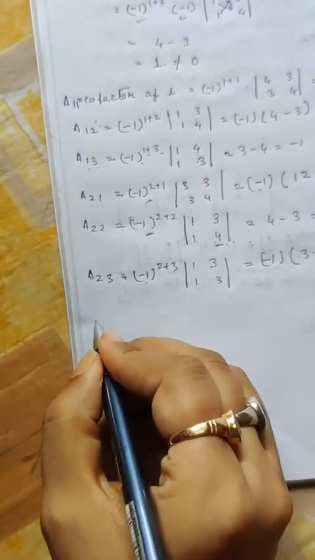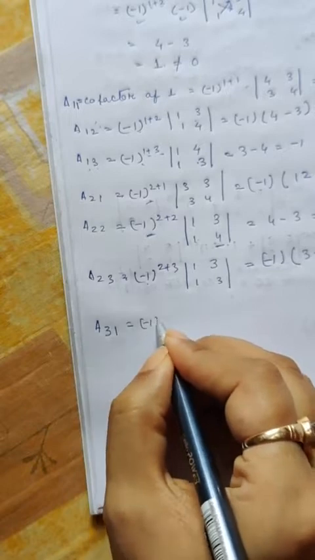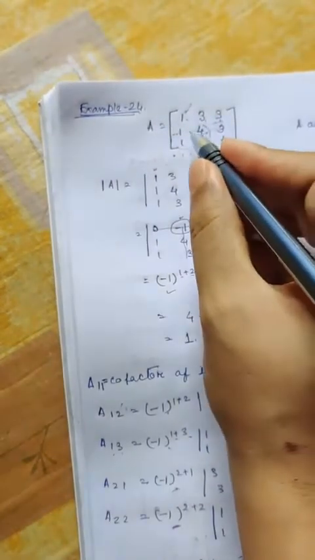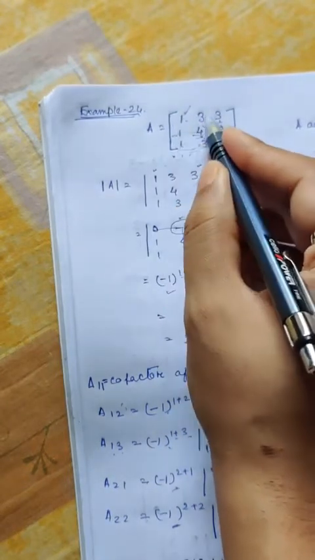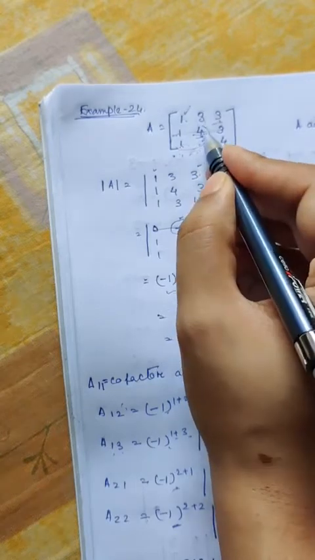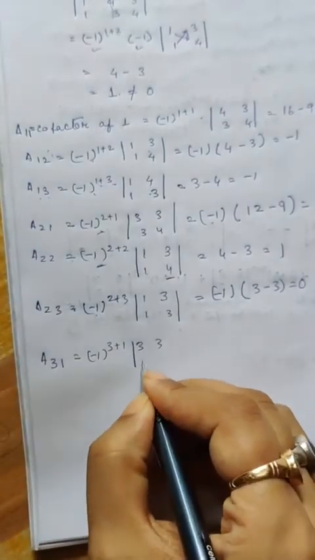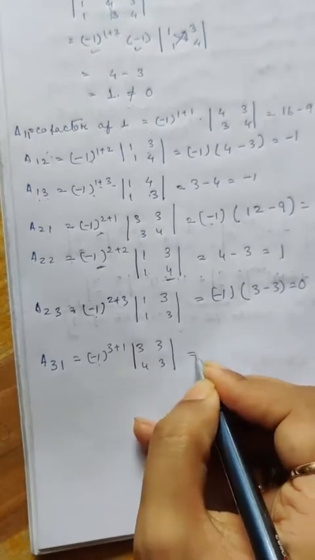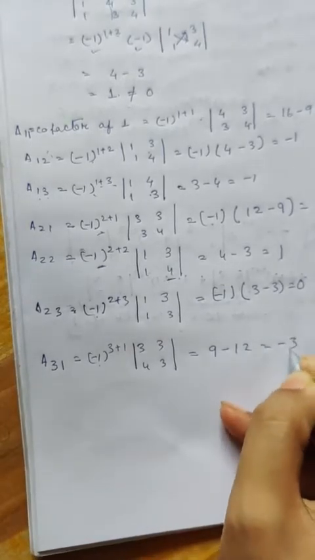Now the second row is completed. Now third row first column, A31. A31 is minus 1 to the power 3 plus 1, and for this we have to eliminate the third row first column. So we will be left with 3, 3, 4, 3. From here we will get plus 1, and from the determinant 9 minus 12, so minus 3.